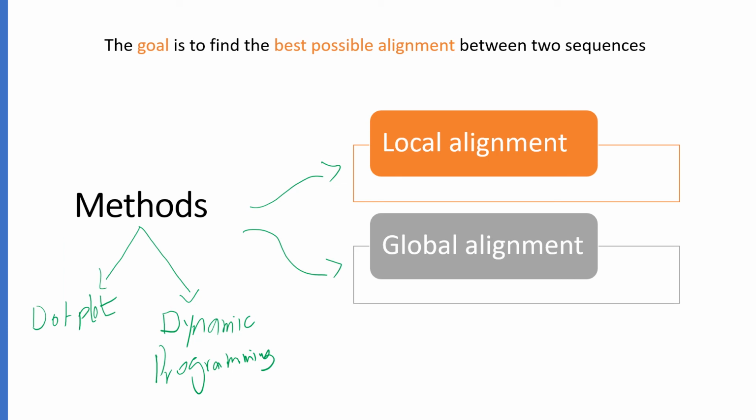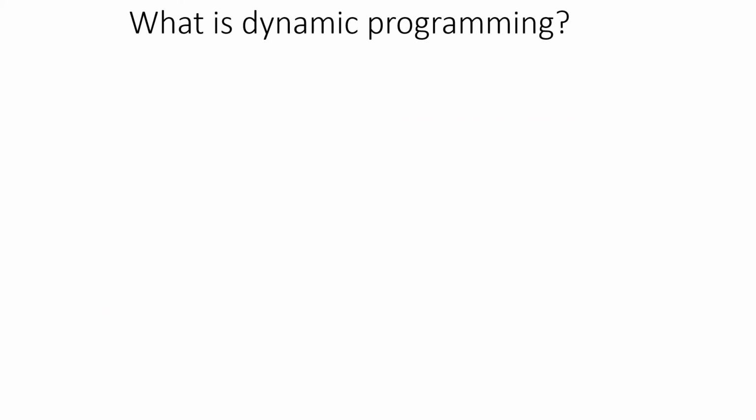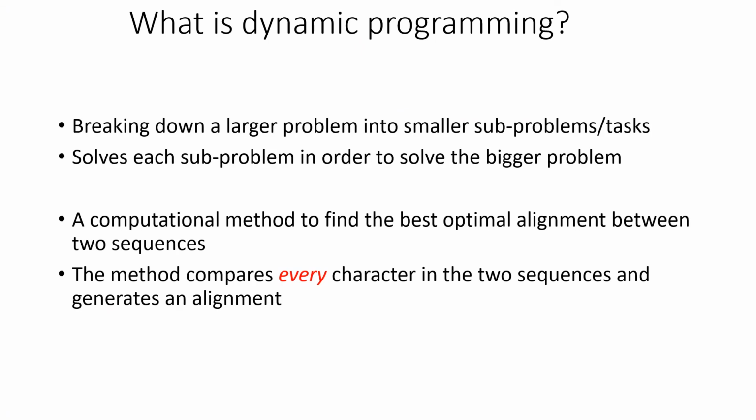Now let's discuss what we mean by these. So what is dynamic programming? By dynamic programming we mean that we are breaking down a larger problem into smaller sub problems and then solve each sub problem in order to solve the bigger problem. Each sub problem is solved, and at the end we compile all the data together, and that big problem is solved this way. So it is a computational method to find the best optimal alignment between two sequences, and this method compares every character in the two sequences and generates an alignment. This will become more clear when we do the examples, right?